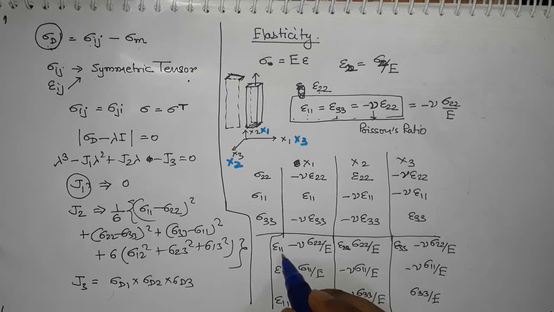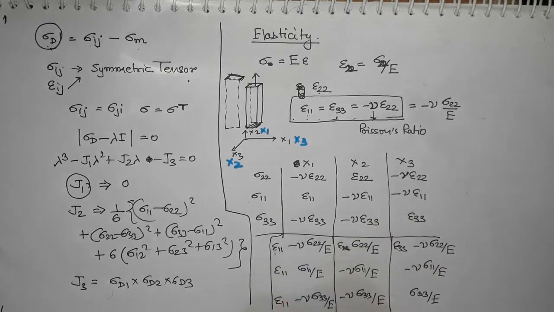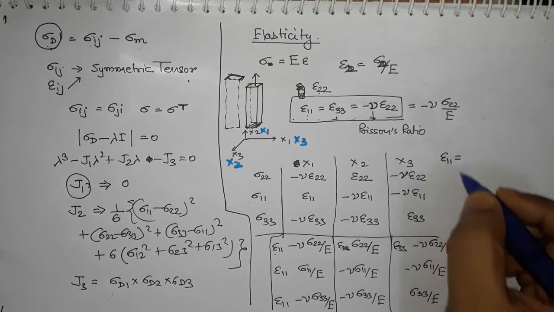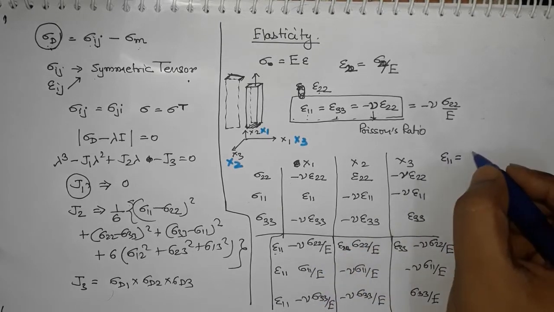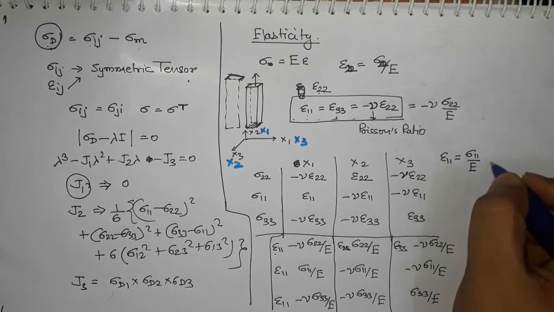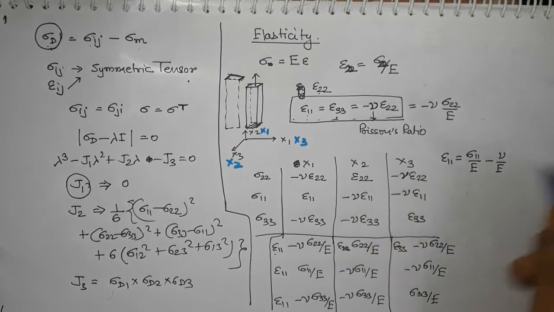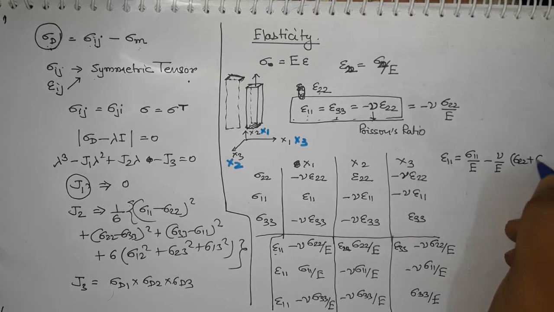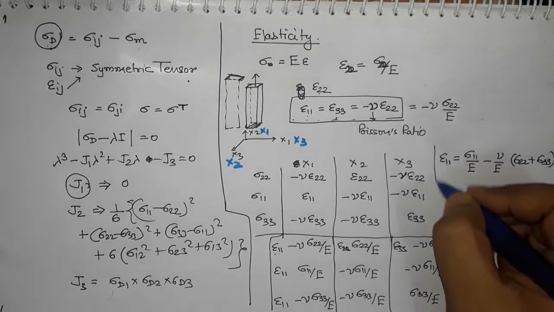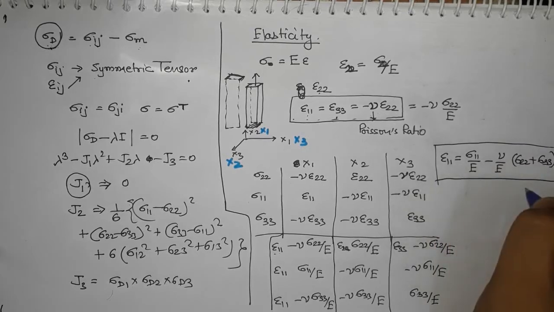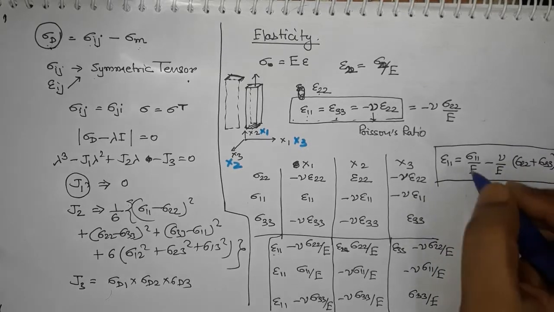So now we can superimpose to get the complete epsilon 1 1 if we have stresses in all three directions. So then we will just sum this. Epsilon 1 1 will be equal to, what happens if you sum all these three? It will be sigma 1 1 by E minus mu by E times (sigma 2 2 plus sigma 3 3). So this will be the relationship between epsilon 1 1 and all three stresses.